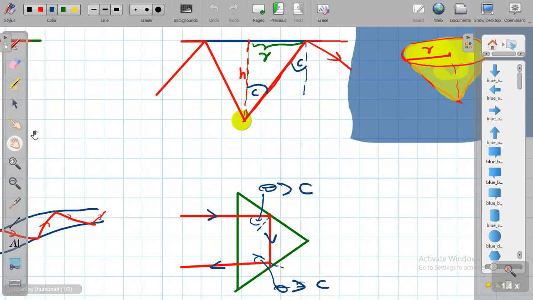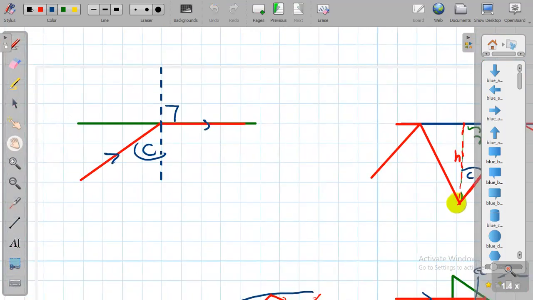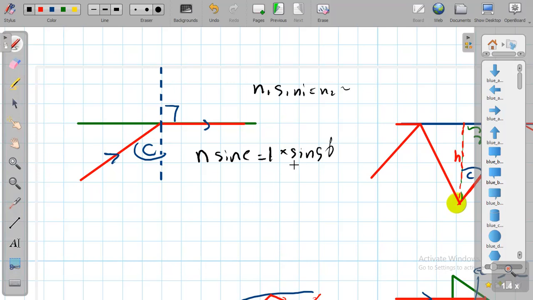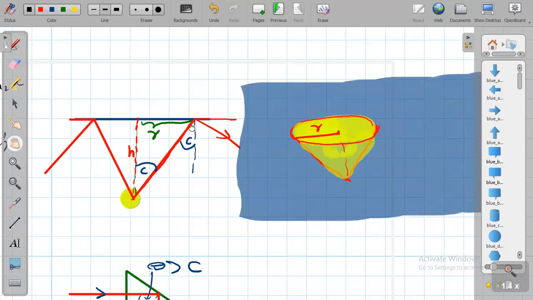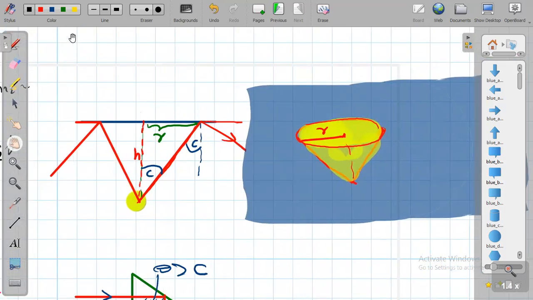Let's see the mathematics here. The mathematics is really simple. You can apply n1 sine i equals n2 sine r. Here, n sine C equals 1 times sine 90, and sine 90 is 1 again. So n equals 1 over sine C. It's a very simple derivation.